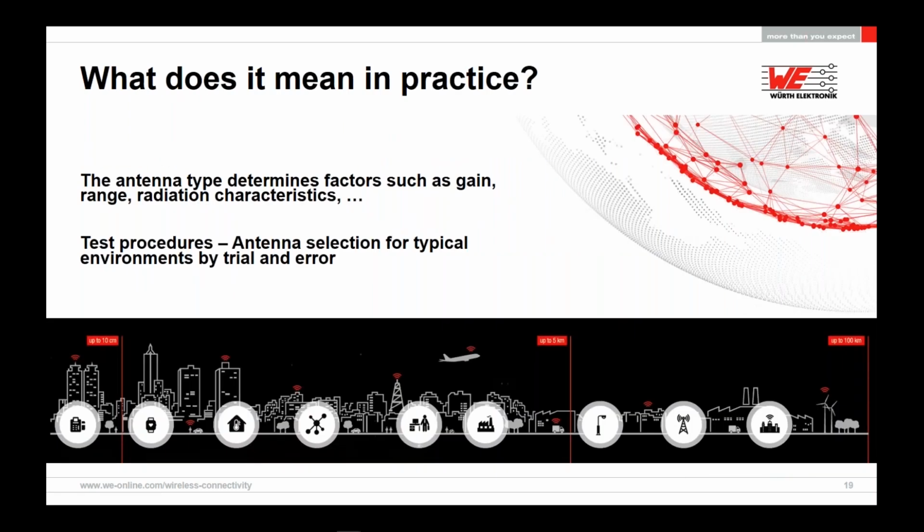What does all of this mean in practice? Antenna types determine factors such as gain, range, radiation characteristics. Test procedures are critical at the end of the day. If I want to apply a certain antenna, test on site, and very often we do it by trial and error in the respective environment. Now, the bottom pictogram here, all I wanted to show there is how diverse our radio environment could be, from industrial to domestic to open space. The options are manifold. I'm going to leave it at that.